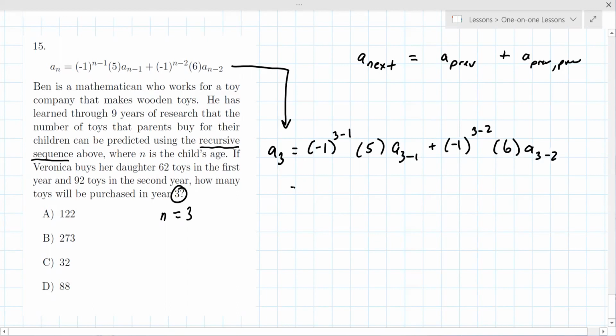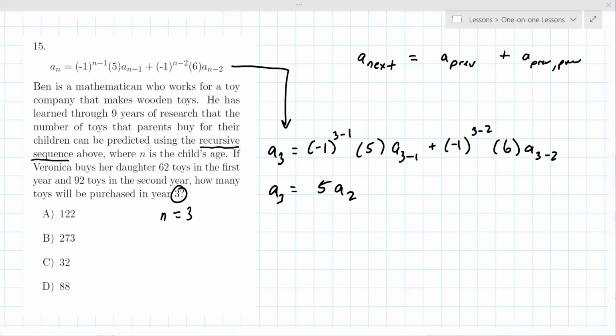Now this is one of those time savings things. Negative 1 to the power of 2 is 1. Rather than trying to rewrite this a bunch of times, negative 1 to the power of 2 is 1, times 5 is 5. So a3 equals 5 times a2. And you just don't do anything with the a2 yet. Yes, the more you can simplify, the better you're going to be.